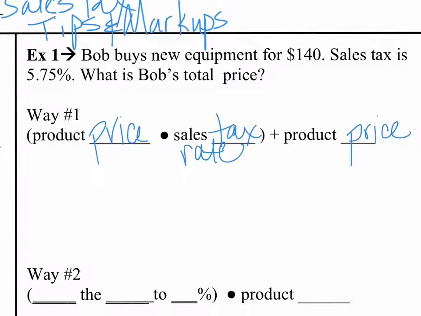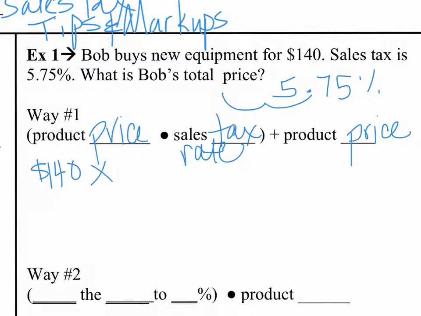In this case, the product price being $140 multiplied by the 5 7/75%, which changed to a decimal would be 575 ten-thousandths. If you'll pause the video and do that problem.